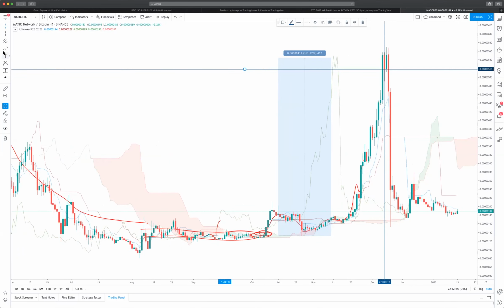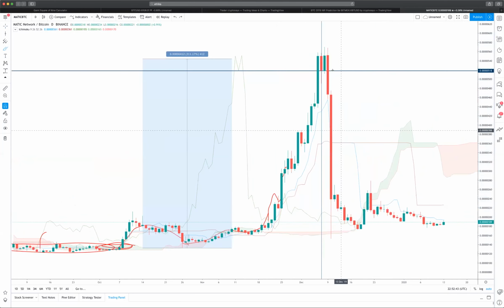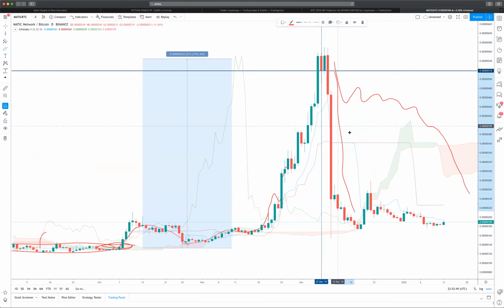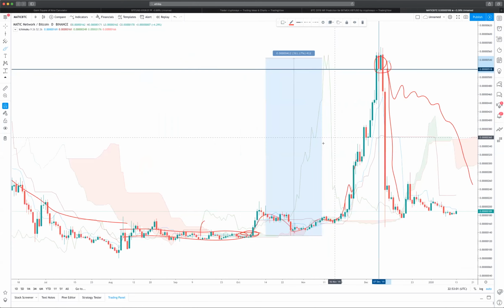Of course, I didn't have a way to know this was going to happen, because whether a correction or a dump, this could have done something like this, or instead it did this. But either way, I knew in terms of price and time that this cycle was pretty much done. So that's what the system does.